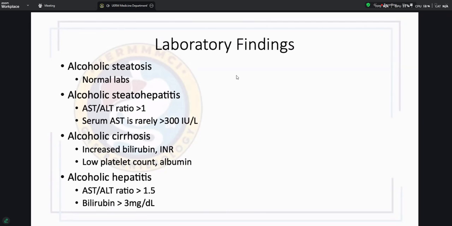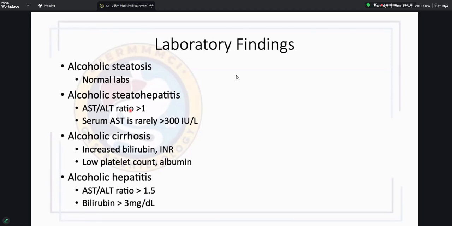These are the laboratory findings of patients with ALD. So for alcoholic steatosis, patients can have normal liver function tests. But with steatohepatitis, there will be elevated AST and GGT, and the characteristic laboratory parameters for ALD will be seen here. So this is the ratio of AST to ALT being more than 1.